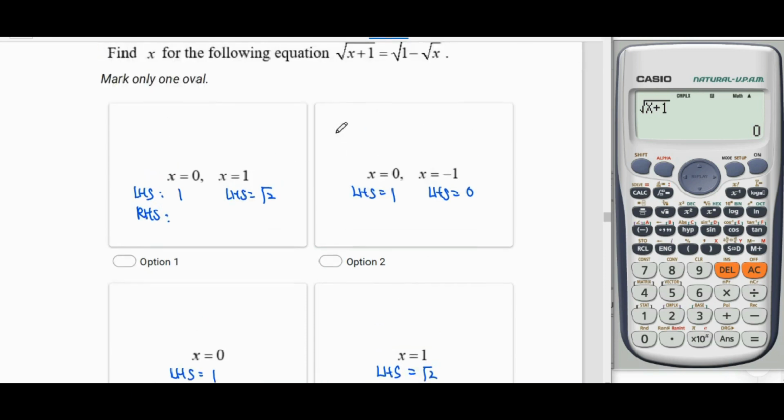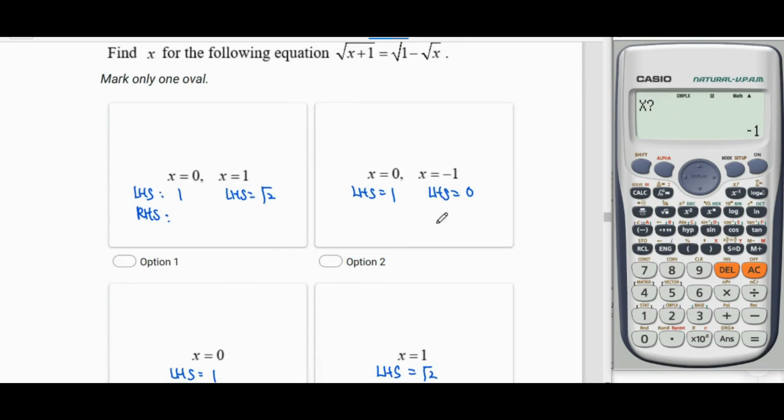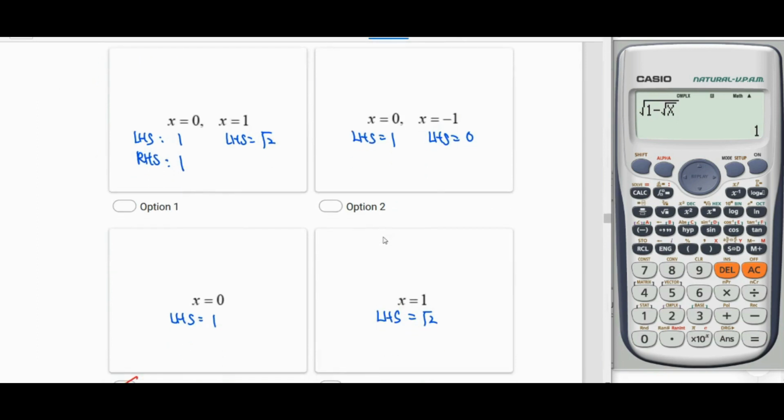Then I proceed to the right hand side: 1 minus third alpha x. Then calculate. For x equals 0, it is 1. So it is 1. Okay, so x equals 0 is a solution. Then continue for x equals 1. Notice that our right hand side answer here gives us 0, so this is not the solution.